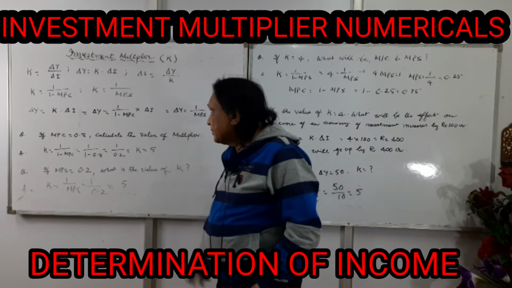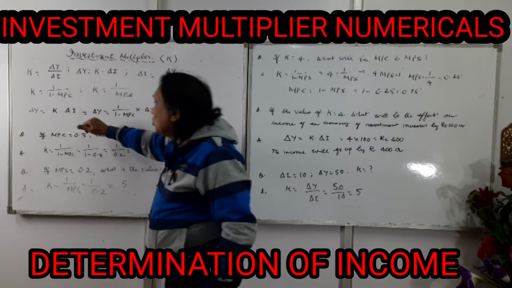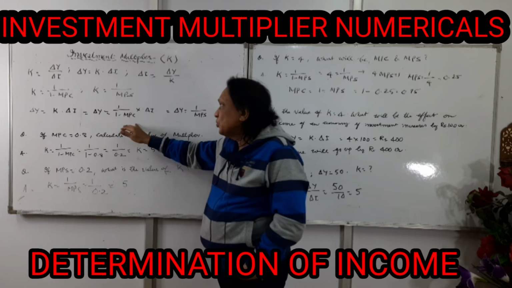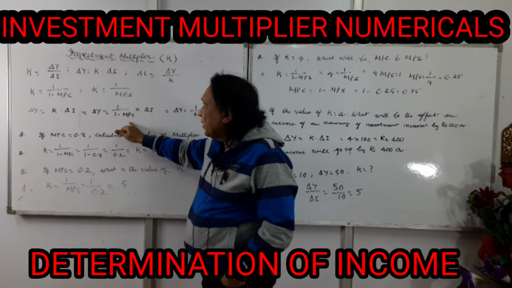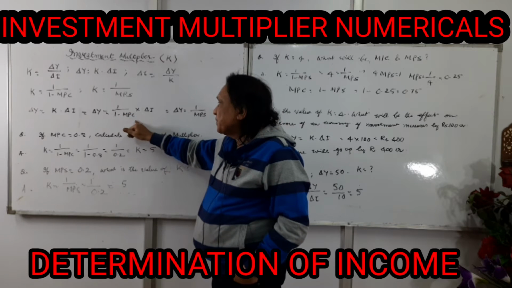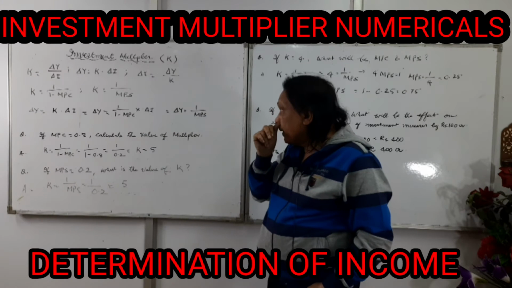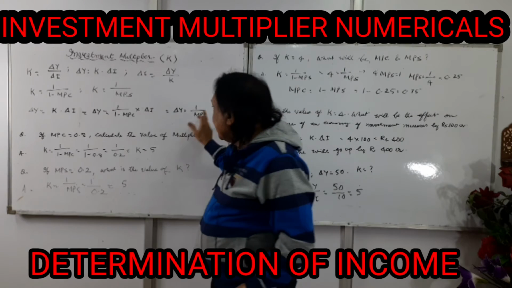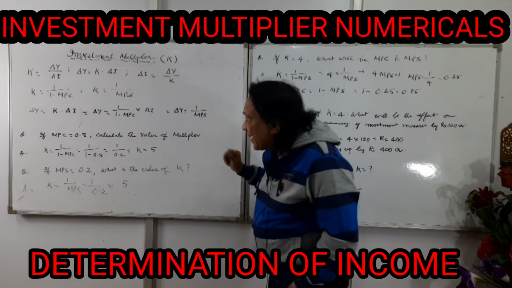So don't forget that. Now delta Y is equal to K times delta I. Instead of K, we can substitute 1 upon 1 minus MPC here. So delta Y is equal to 1 upon 1 minus MPC into delta I.